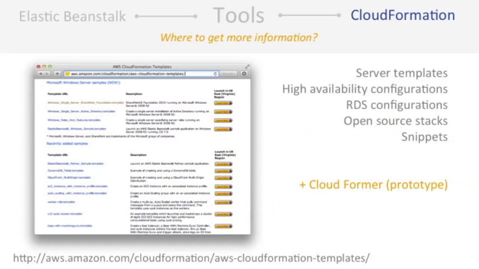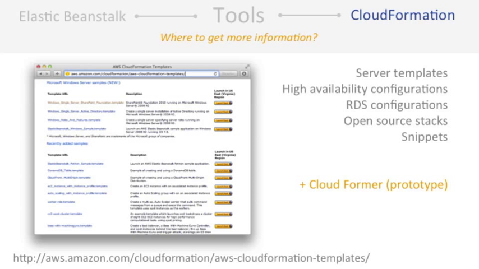So where do you go to get more information on this? With CloudFormation, we provide a set of templates that you can use to get started. Whether you want to look at a server template, just setting up a particular type of Linux or Windows instance, look at maybe high availability configurations, how you create instances and load balancers across availability zones or auto-scaling groups. We've got examples of relational database service configurations, DynamoDB and so on.